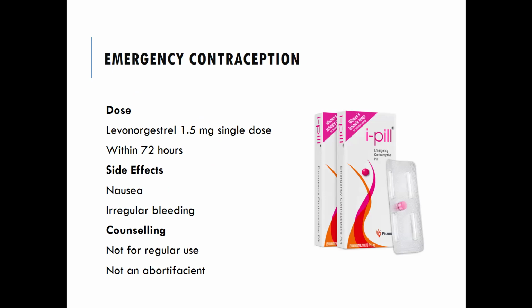Side effects include nausea and irregular bleeding, and counseling should be done regarding that it's not for regular use, and it's not an abortifacient. Emergency contraception includes the pills as well, and as we have initially discussed, the copper IUCD was also labeled as emergency contraception if used within 5 days.